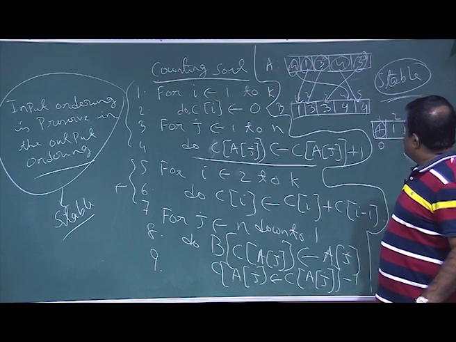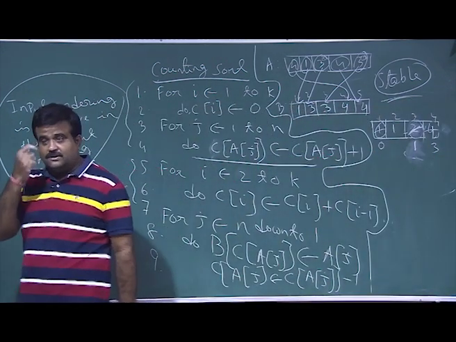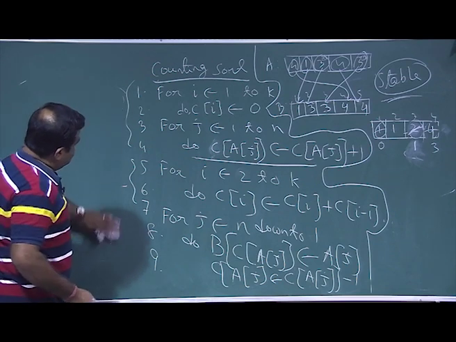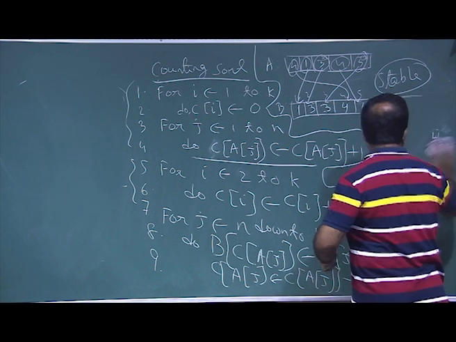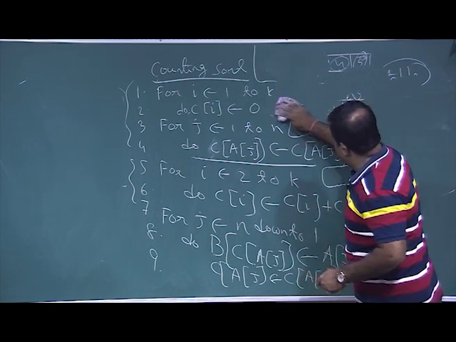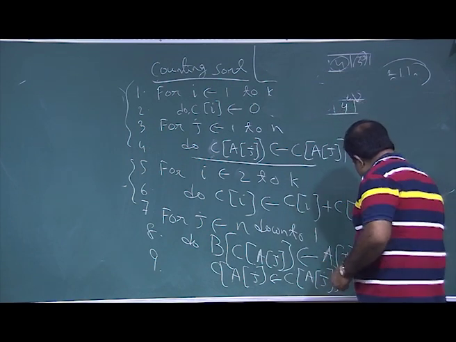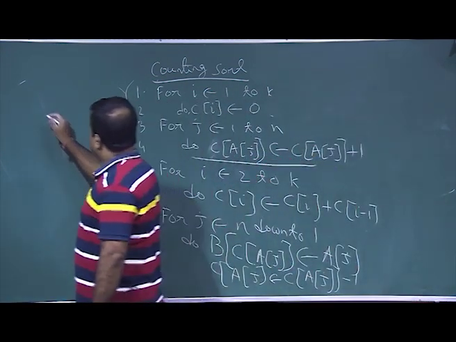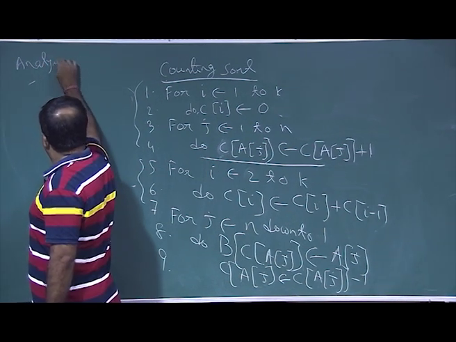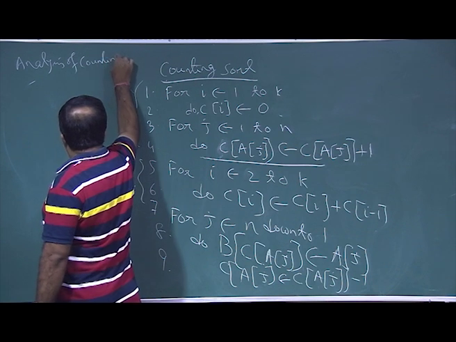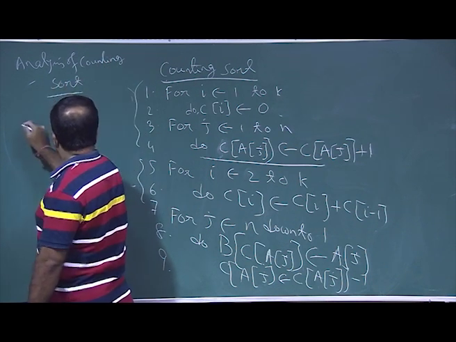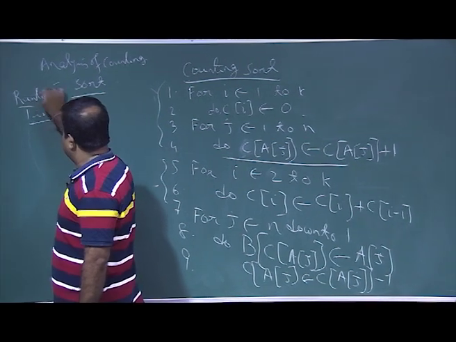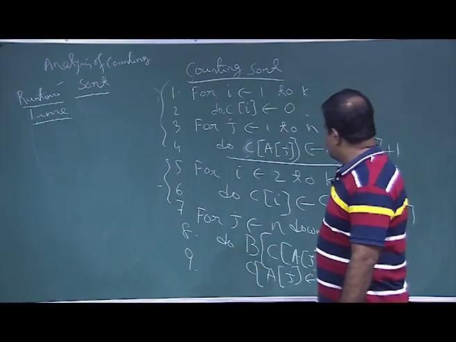Okay, so now we want to have the time complexity of this. So, let us talk about it. We want to analyze this code. So, this is the code, and now we want the runtime analysis of this code, the analysis of counting sort. What is the time complexity of this counting sort? So, let us look at the code.